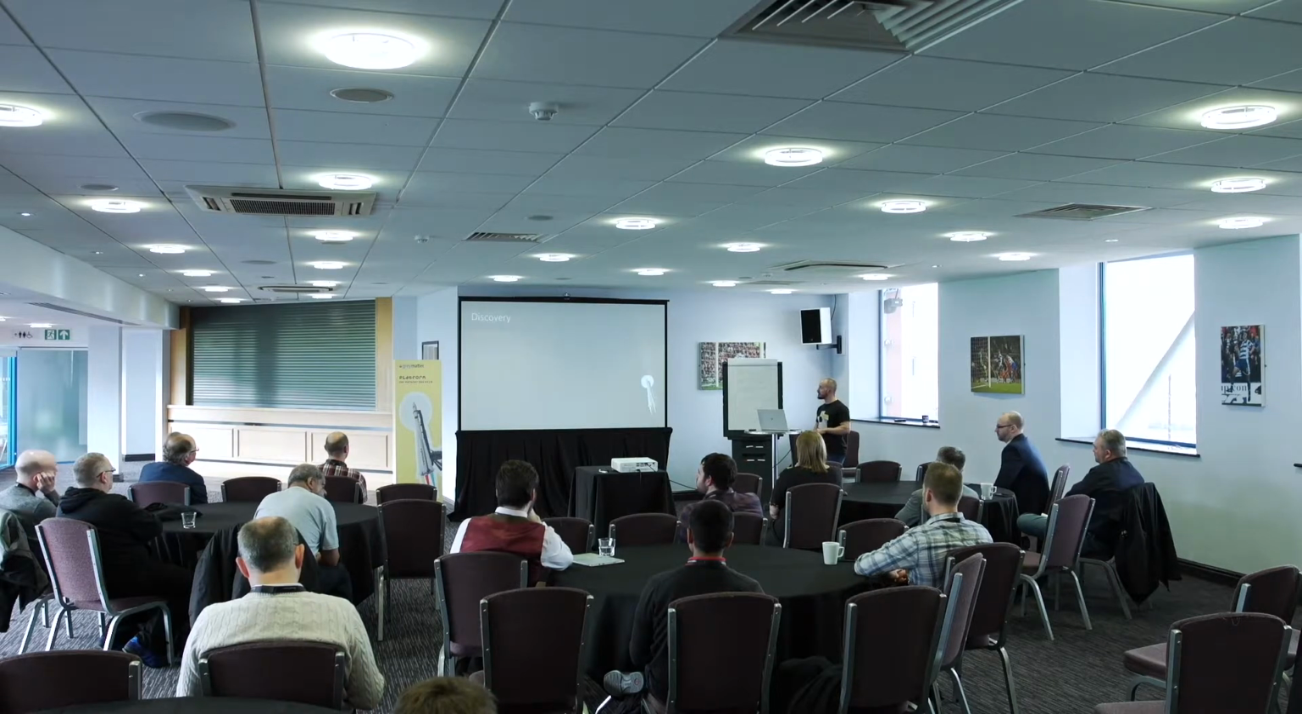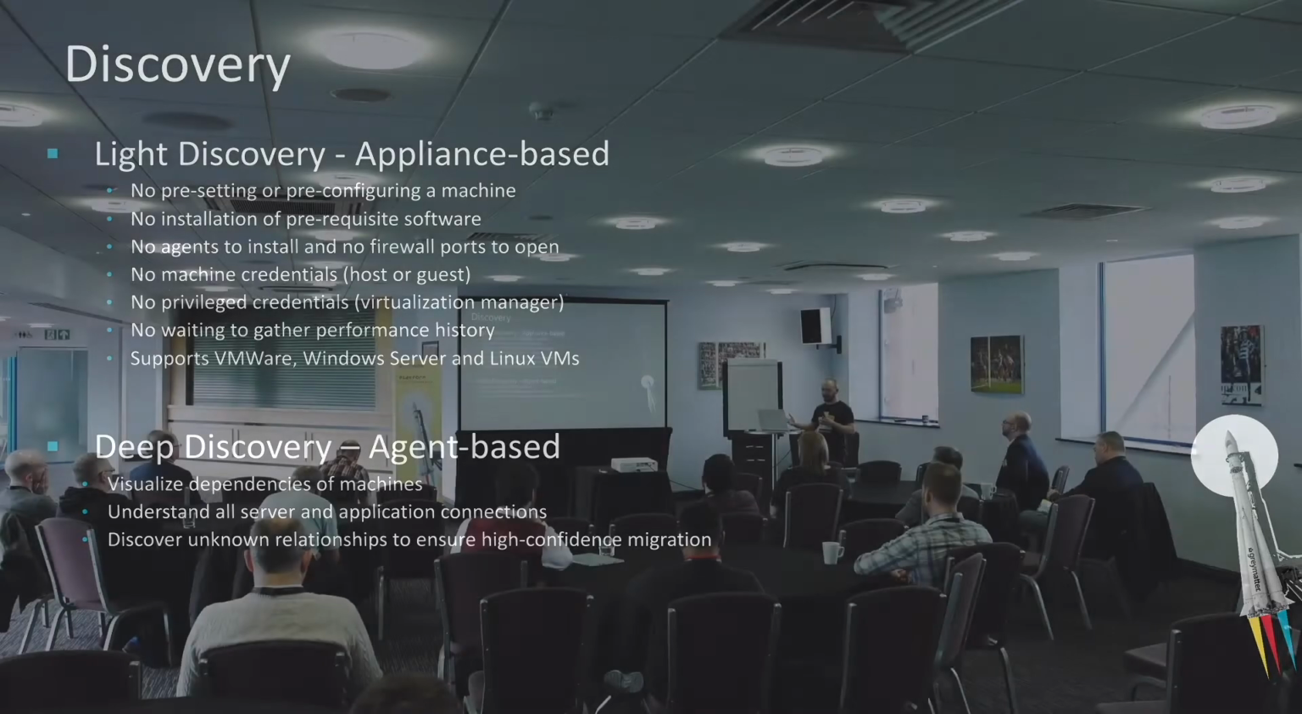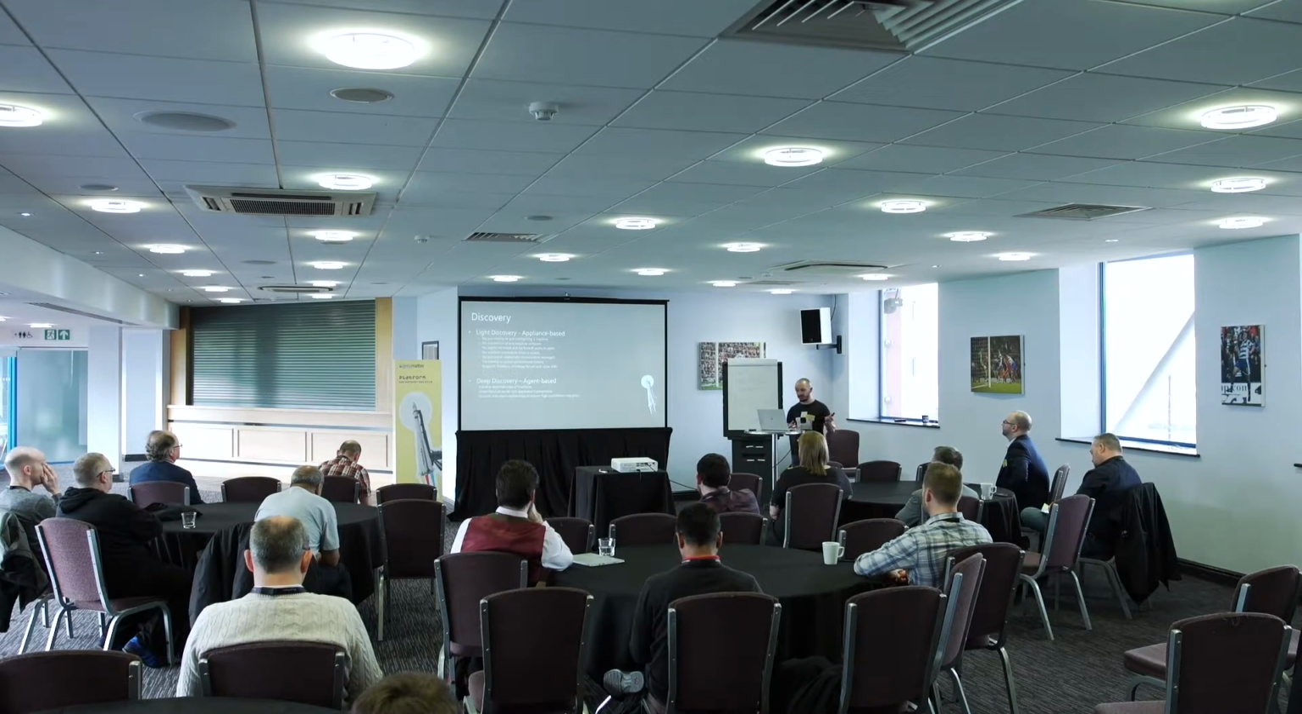Now, the first piece for us is the discovery. We've got a light discovery and we've got a deep discovery. The light discovery is based on a collector appliance. That collector appliance is configured and it can tell us exactly what our servers are. But if we want to map out the dependencies, we need to provision an OMS workspace and install an agent on each of the virtual machines that we plan on migrating. That agent can monitor any communication going out from that virtual machine and push it to the OMS workspace, which in turn facilitates a map of dependencies across the different servers in the environment, so we can understand what these connections are.